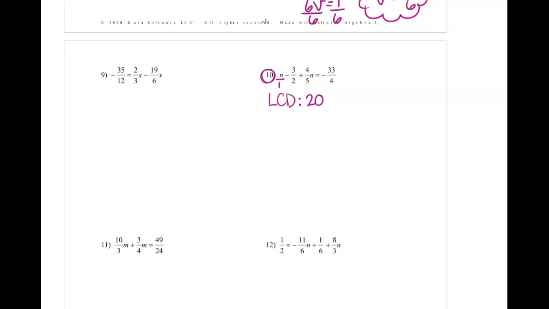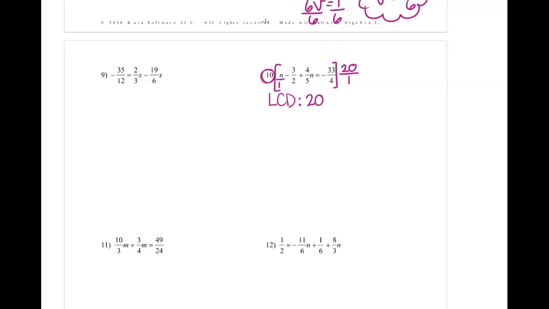What will also always work is if you just take 2 times 5 times 4, which would be 40, that will work as well. 20 is just going to make for smaller numbers. But again, you could do 40 and multiply by 40 over 1. You'll end up with the right answer as long as you simplify your fractions at the end. So since we decided on 20, we'll multiply by 20 over 1. So we're multiplying every piece.